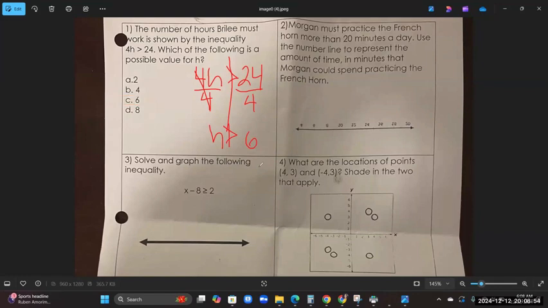So let's go back. If H is greater than 6, it's only one number greater than 6, which is D. 6 would get us 24, but it has to be greater than.